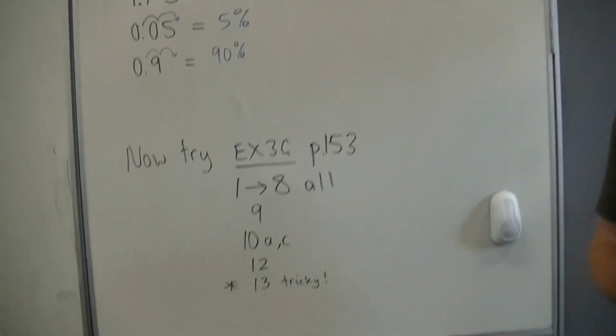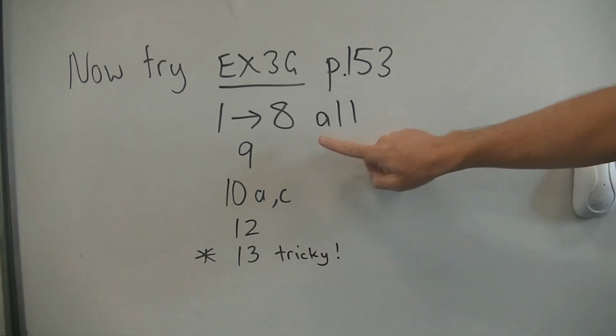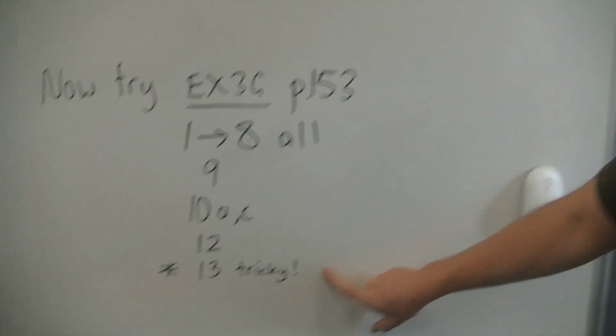Now here's the exercise I want you to try. It's 3G, 1 to 8, try all of them, 9, 10 AC, you can read that, 12, 13 is a tricky one, have a go of it.